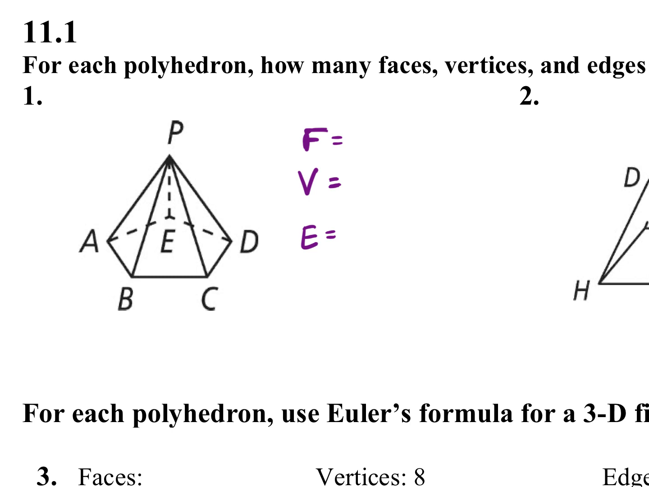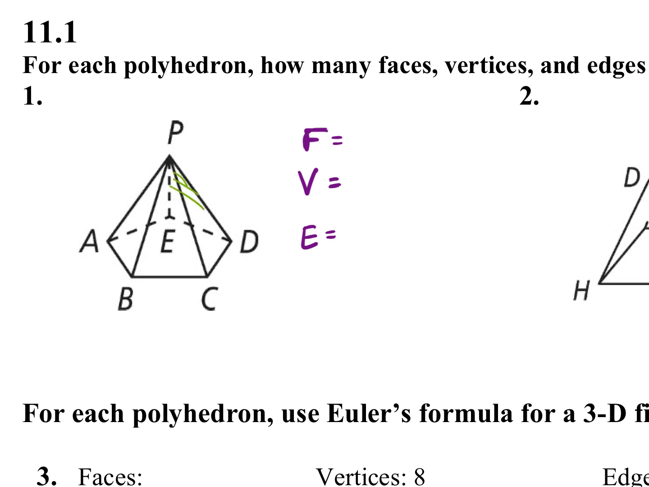Faces, vertices, and edges, okay? So in this setup, we need to know how many faces, how many vertices, how many edges you see here. What is a face? The faces are like the triangle. The sides, the shapes, right? The shapes that you see. So how many faces do you see in this figure? 1, 2, 3, 4, 5, 6.